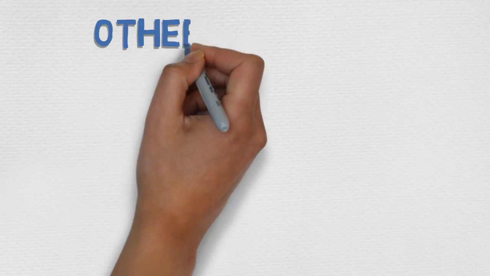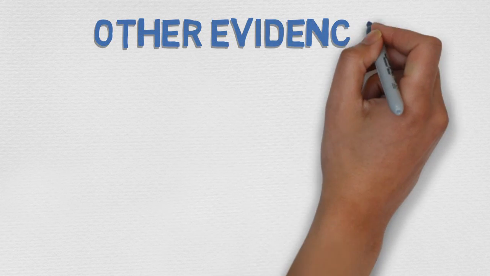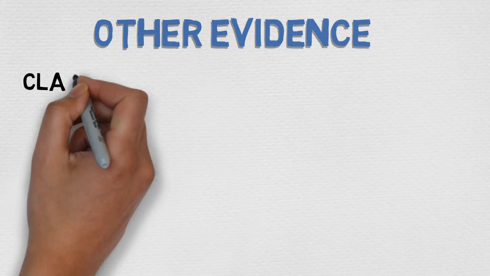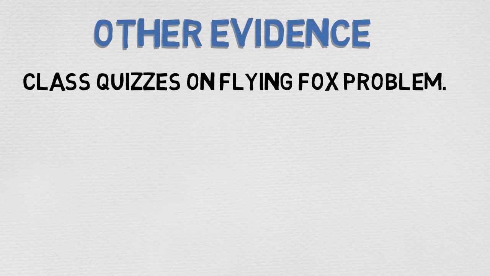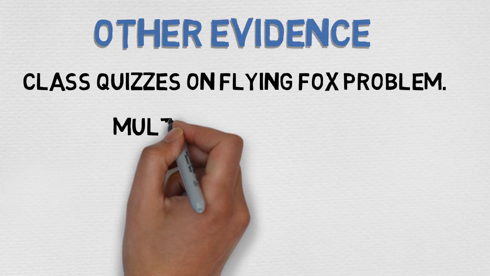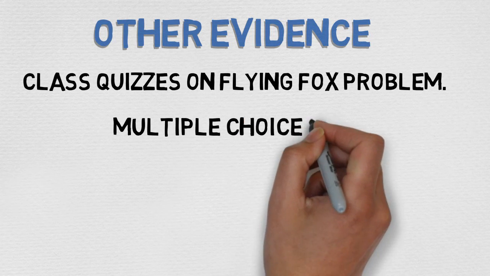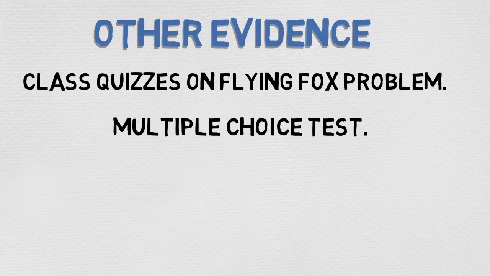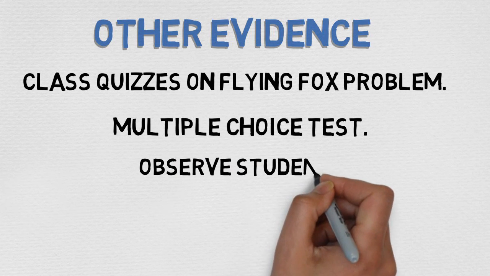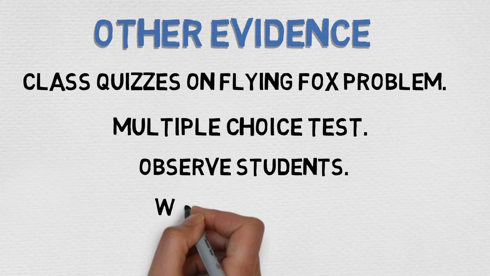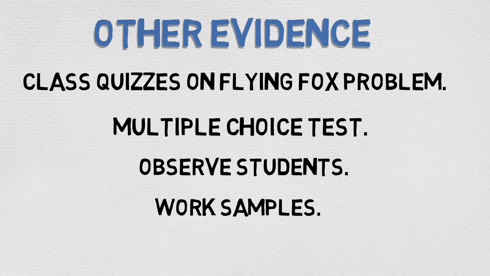With regard to other evidence that will be used to assess students' understanding, the first one will include regular class quizzes on the flying fox problem. Students will also have a written multiple choice test on what has caused the current problem. I'll also observe students during class discussions and listen to their responses. And finally, there'll be work samples that I'll collect.